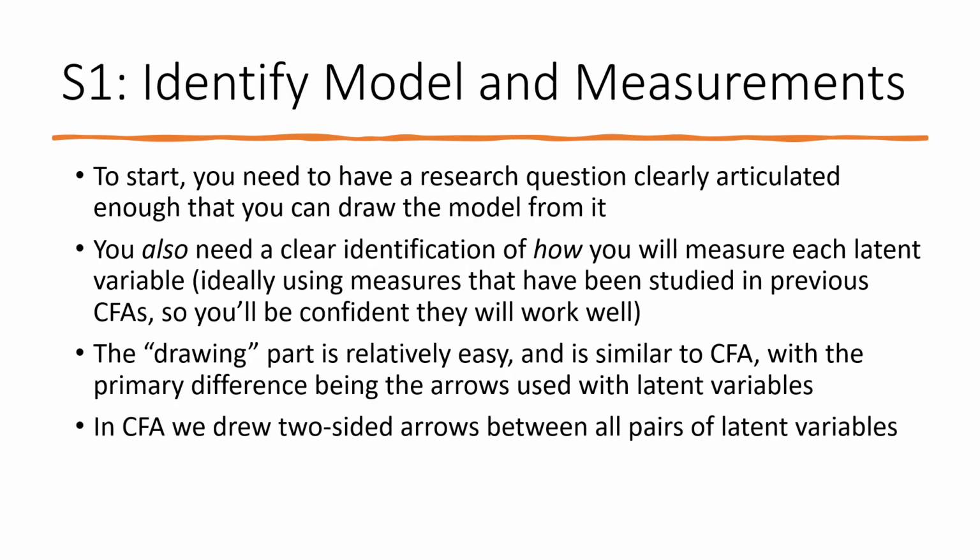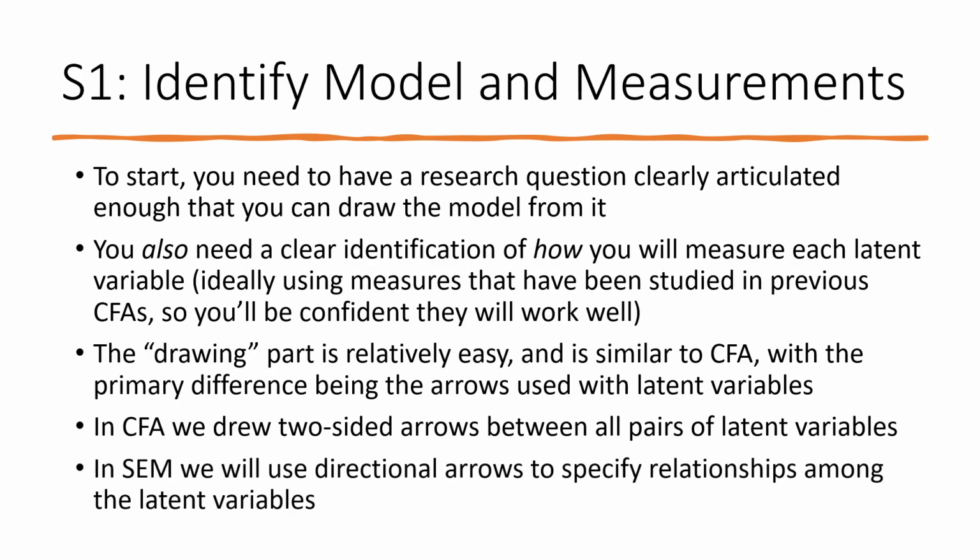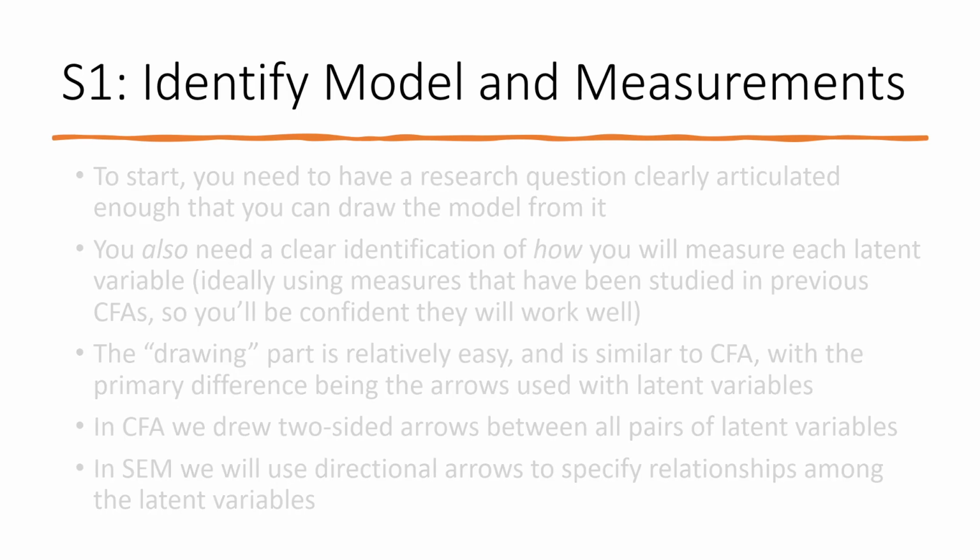Now in CFA, we drew covariances between all pairs of latent variables, and that's how we approach our confirmatory factor analysis. But in the structural equation model, we're going to use directional arrows to specify where we think the relationships are. So we'll use directional arrows to say, I think variable A impacts variable B, and that'll ultimately treat variable A as our independent variable and B as the dependent variable, or using the structural equation modeling language, variable A is the exogenous variable and B is the endogenous variable.